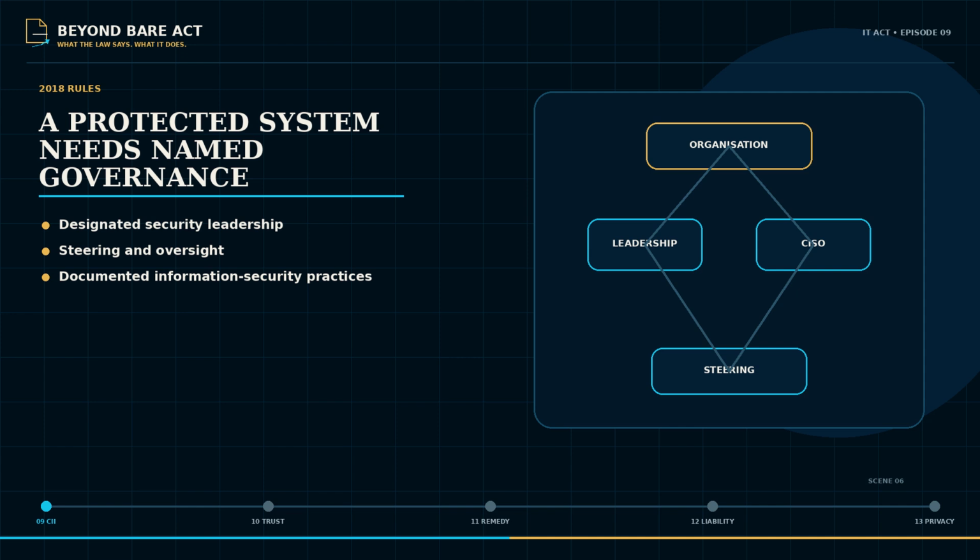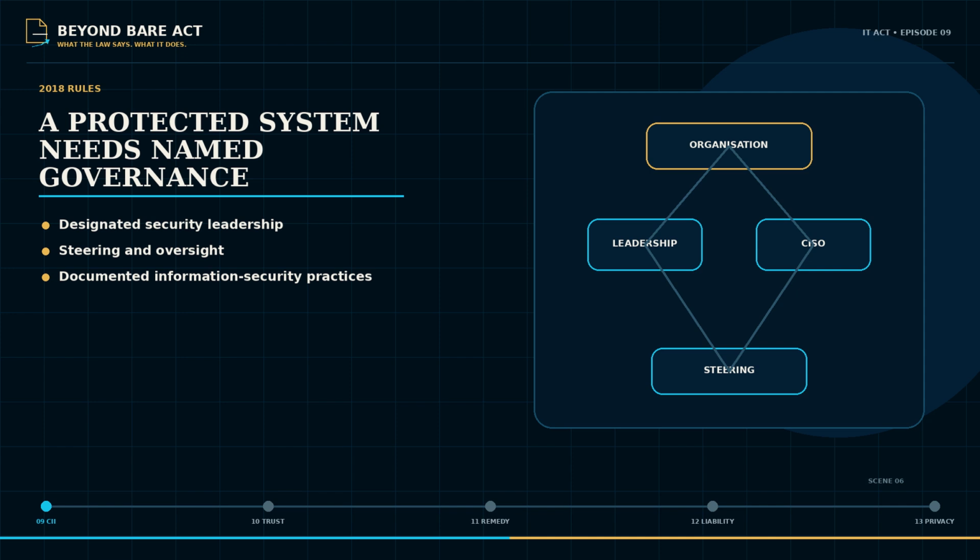This episode is not a substitute for reading the rules or an entity's directions, but three ideas are central. First, protected system security requires named responsibility rather than an anonymous promise that IT will handle it. The rules provide for designated security leadership and organisational oversight.